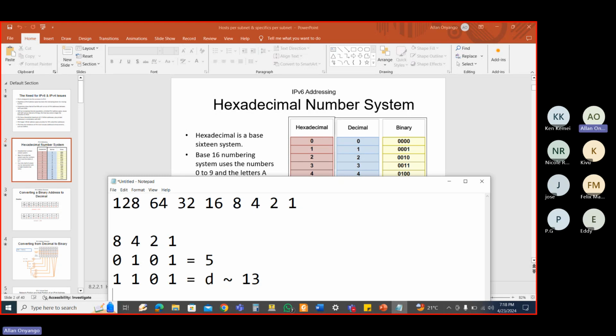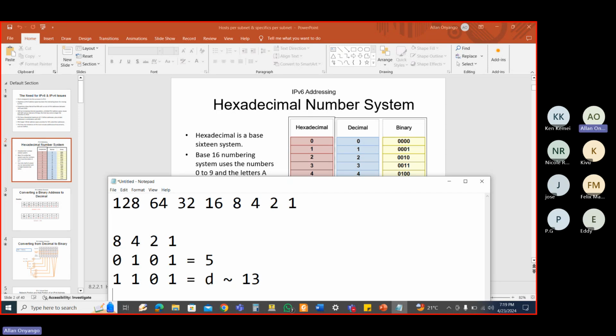Now, I don't know whether I told you, we have 2 versions of IP, isn't it? The first version is version 4. Version 4 uses the decimal numbering system. But version 6, which is the other version of IP, uses the hexadecimal numbering system.